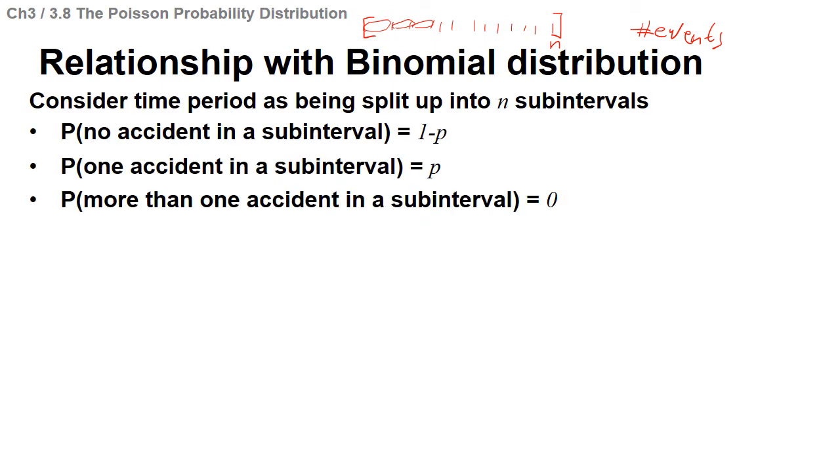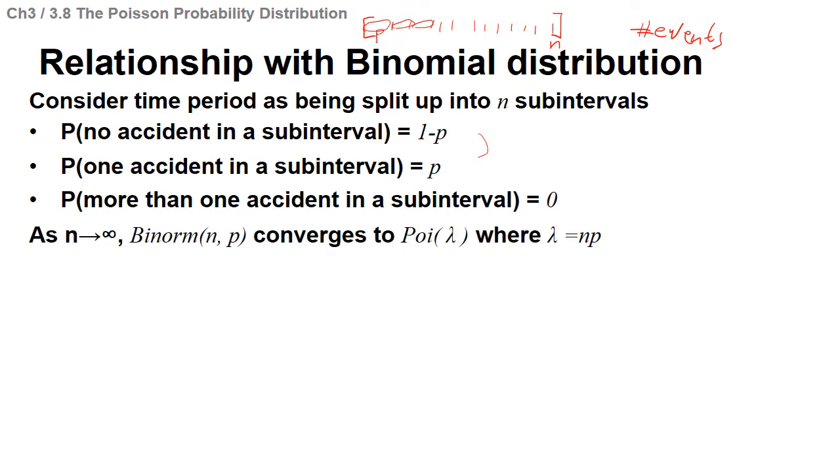Consider the time period as being split up into n subintervals, and the probability of one accident in a subinterval is p. Since we divide the subintervals small enough, the probability of more than one accident in a subinterval is 0. So we can describe this situation as a binomial distribution. The result is that as n goes to infinity, the binomial distribution (n, p) converges to the Poisson distribution with lambda equal to np. This is what we want to derive here.